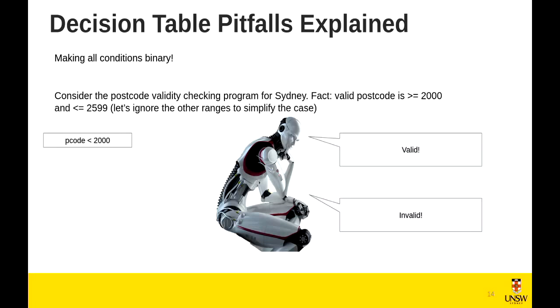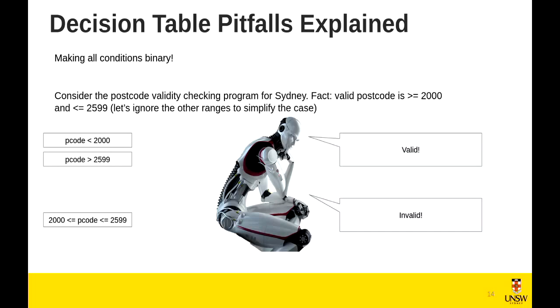So we could have 3 different ranges for postcodes: too small, too large, or valid. So these 2 are invalid, and this one is valid. And we can make every one of them a true or false condition here.